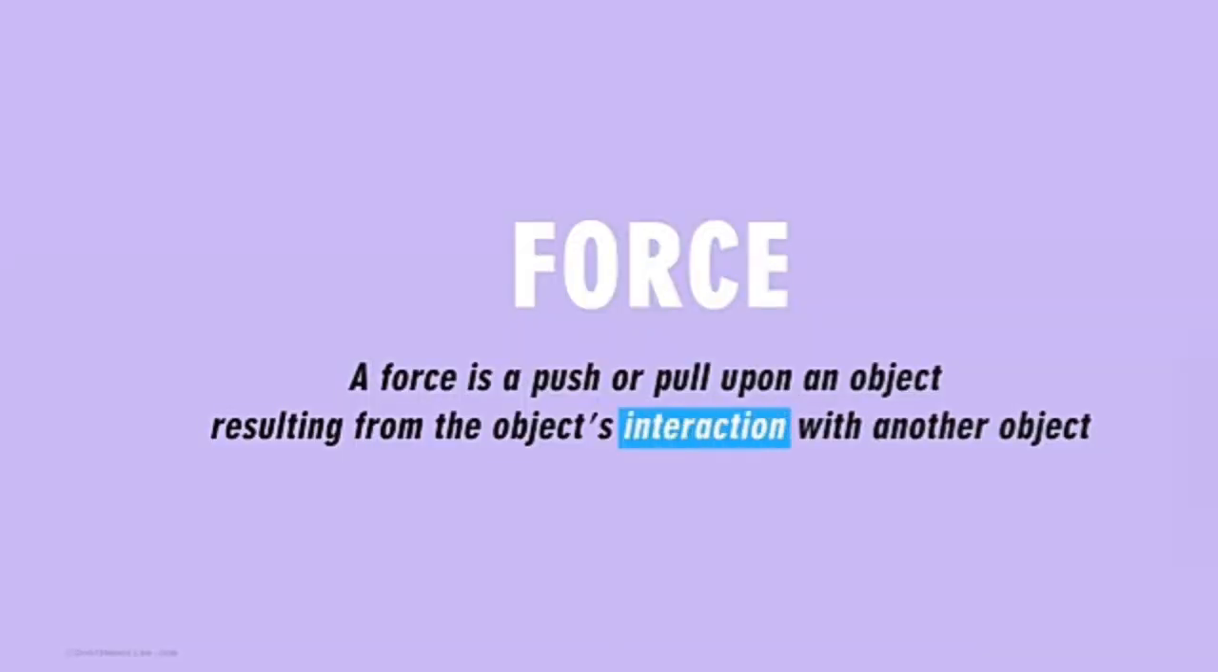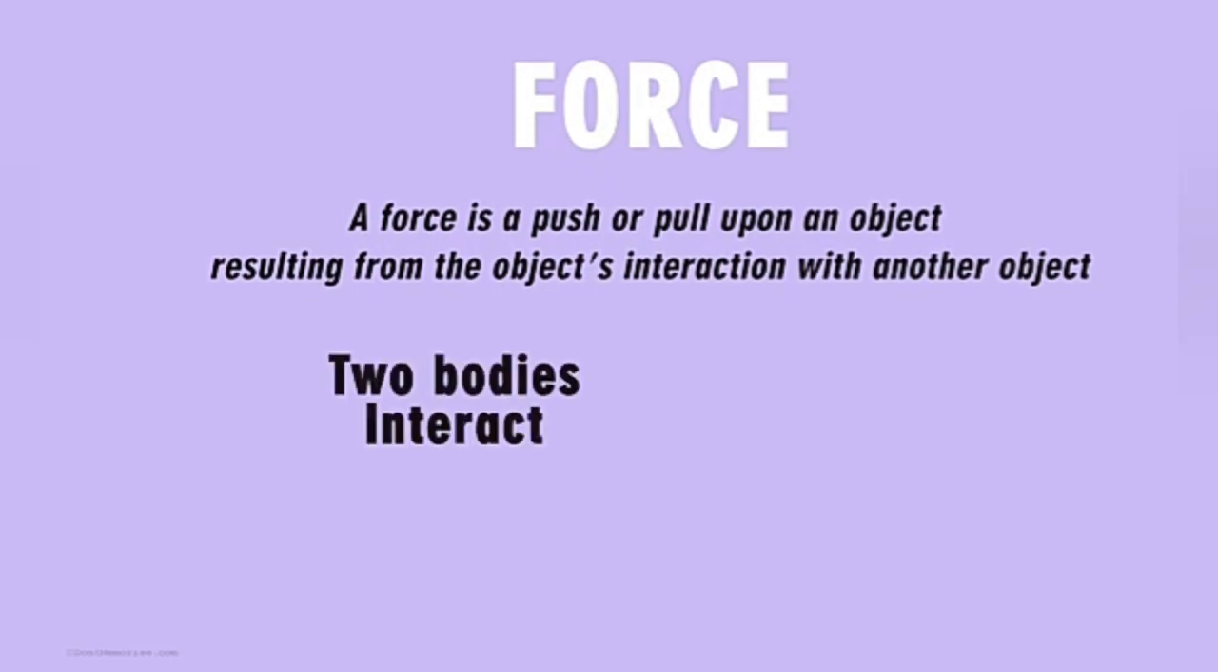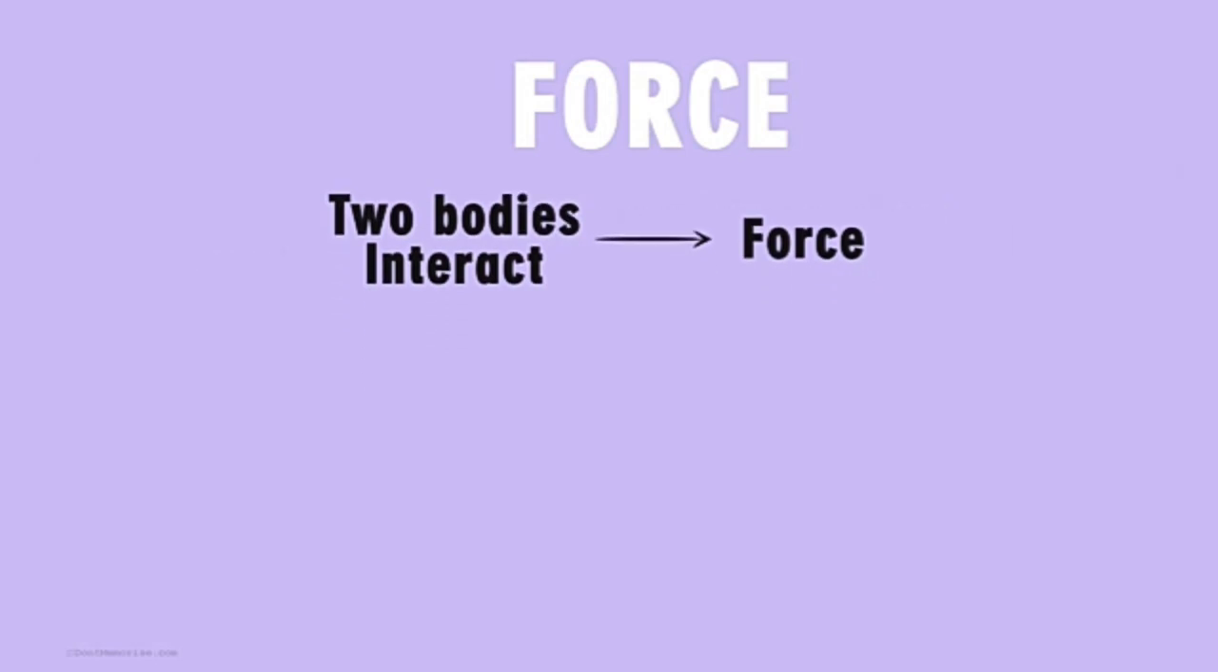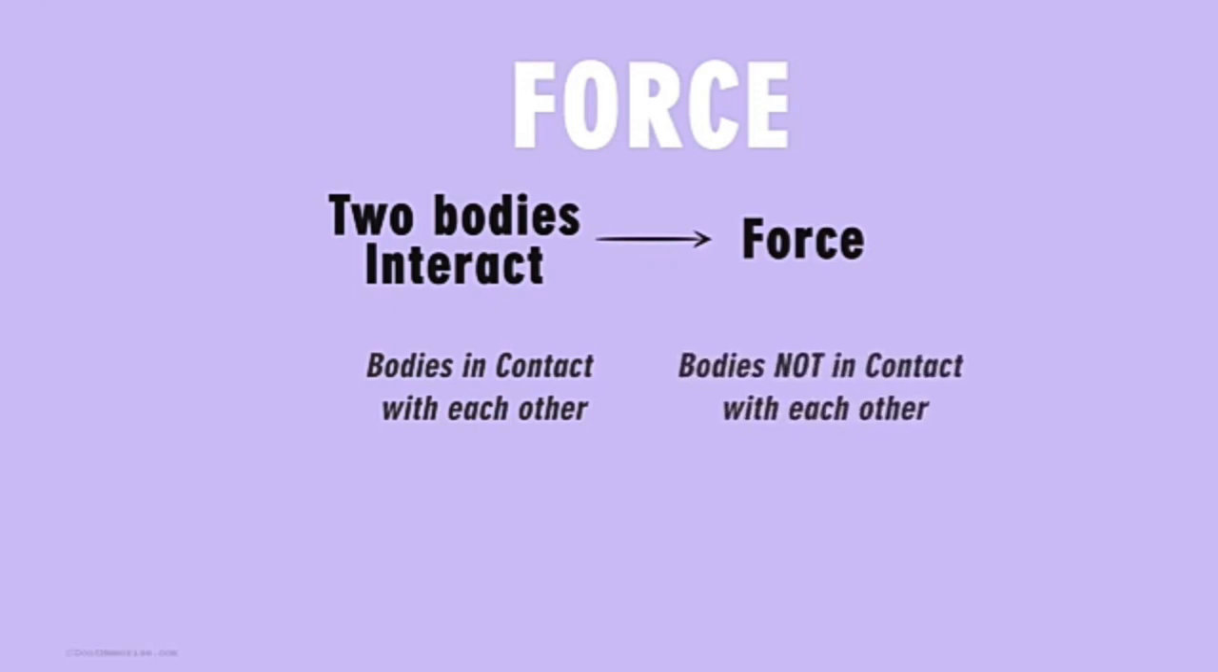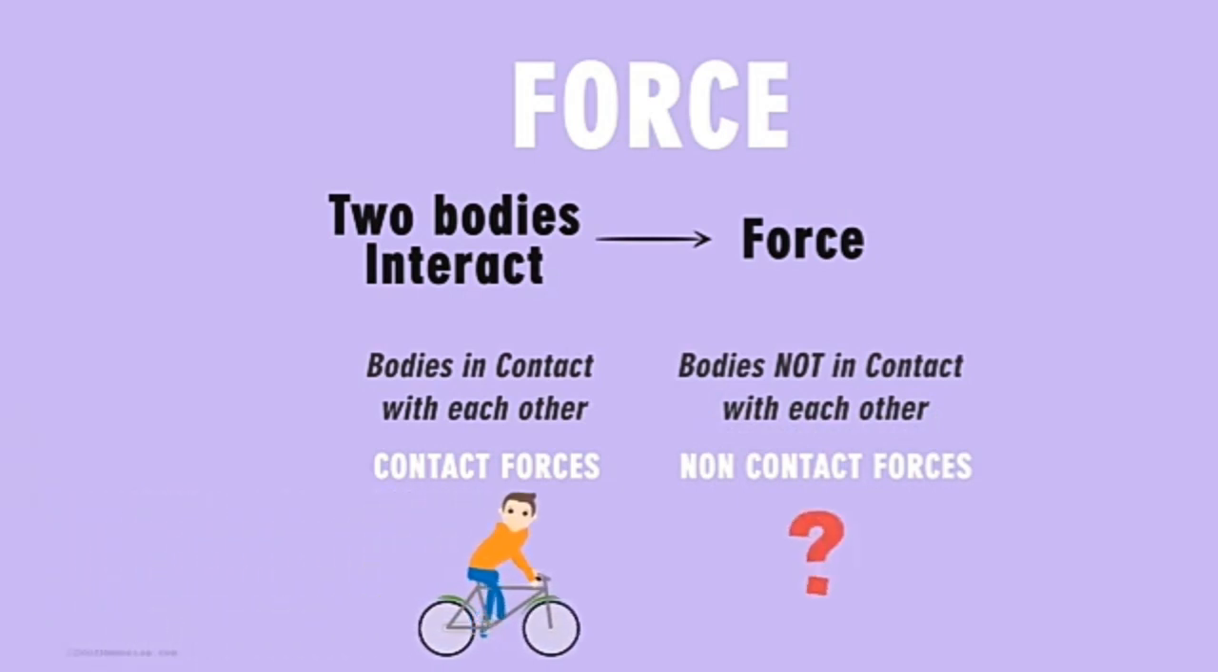Whenever bodies interact with each other, one of them applies force onto the other. How do the bodies interact? Interaction of bodies is basically of two types. One is in which the bodies are in contact with each other and the other in which they are not in contact with each other. The forces that result when bodies are in contact with each other are called contact forces. The forces that result when bodies are not in contact with each other are called non-contact forces.